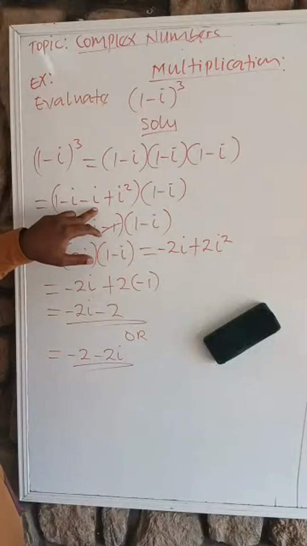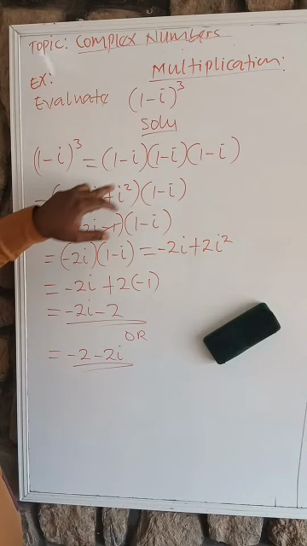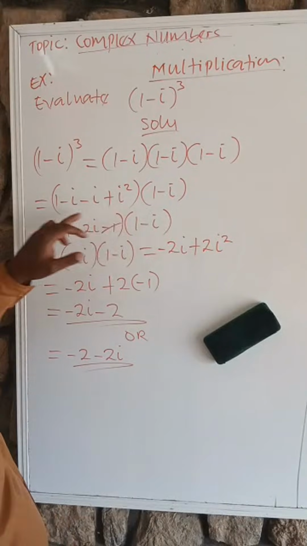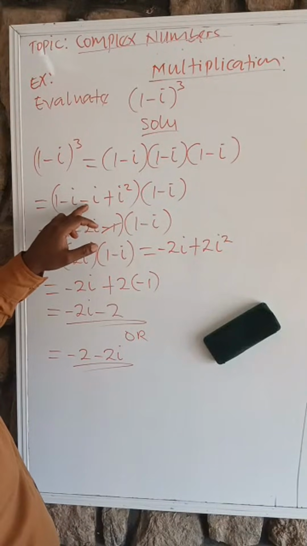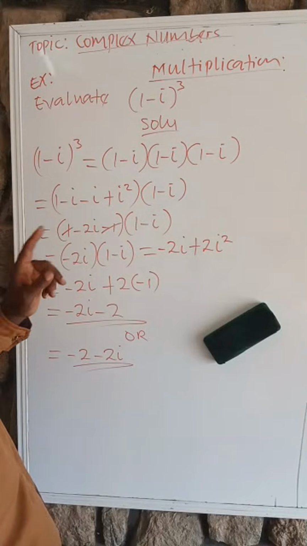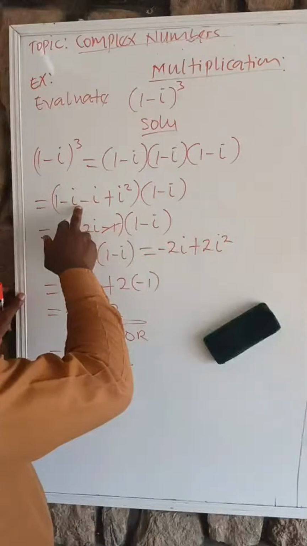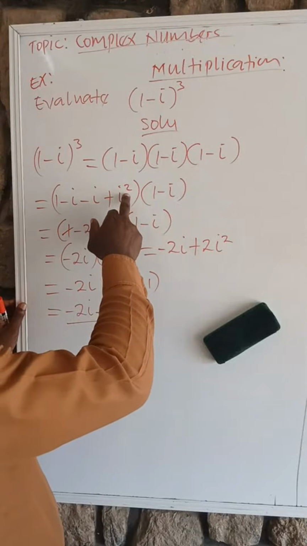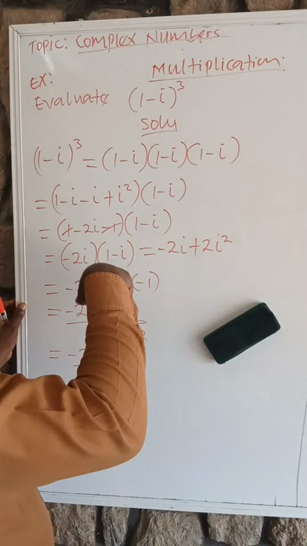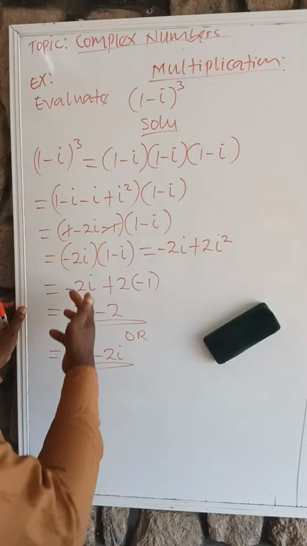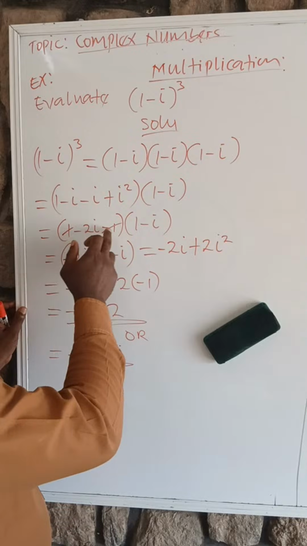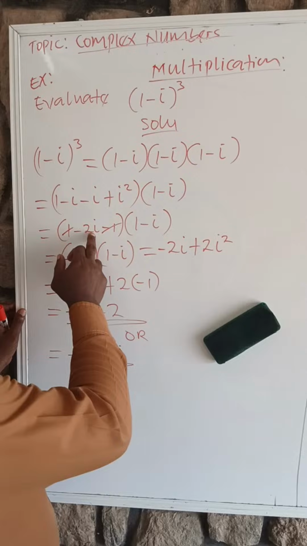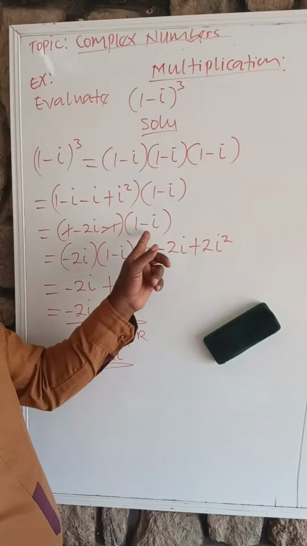We got this here using these two brackets. True or false? This times this gives us this. This is 1 minus i minus i plus i squared. But you know that minus i minus i is minus 2i. Then i squared is what? Is it not minus 1? Yes, it's minus 1. So this is plus 1, this is minus 1. This and this will cancel. True or false? We'll be left with minus 2i.